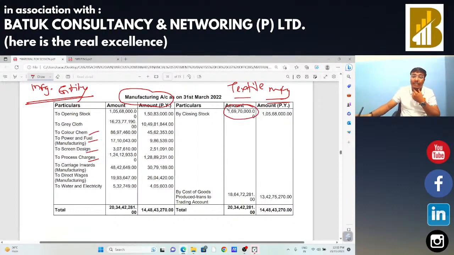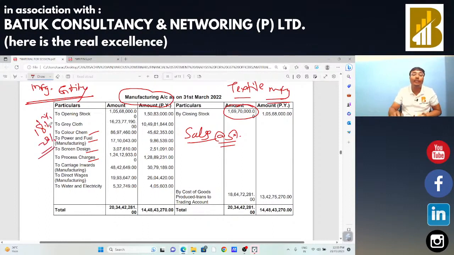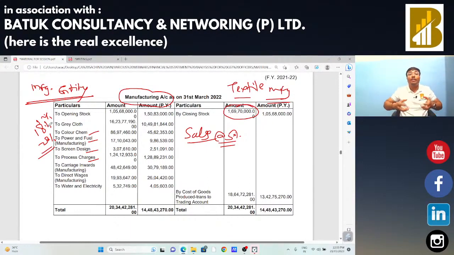This entity is a textile manufacturer, and in case of a textile manufacturer sales is at the rate of 5%. Okay, sales is at the rate of 5%, but your purchases are at the rate of 18% and 28%, and 12% also in case of screen design, color chemical, and processing charges and all that. So by analyzing the manufacturing account, you got the idea sir, there is a chance of refund, an entity can claim the refund.